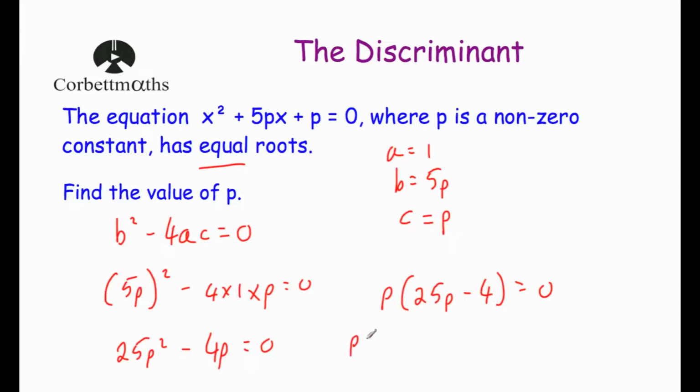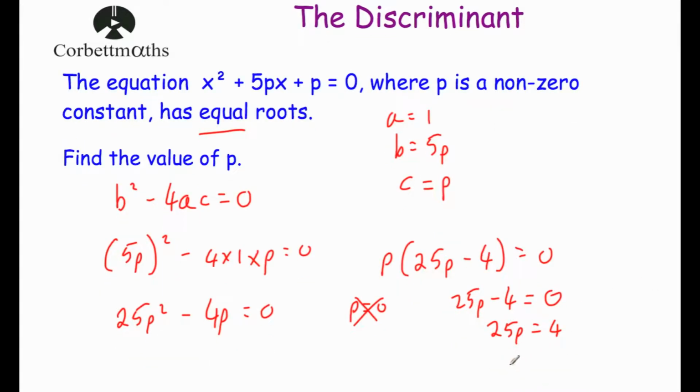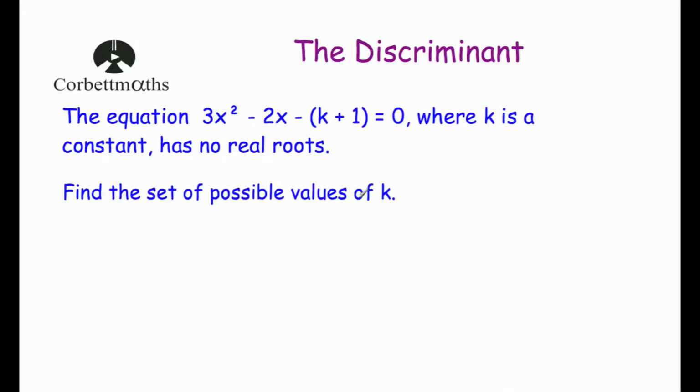So either we have p is equal to 0 or 25p minus 4 equals 0. Now just reading the question, it says p is a non-zero constant, so p cannot equal 0. So we're going to focus on this. We've got 25p minus 4 equals 0, so we're going to add 4 to both sides of this equation. So we'll get 25p equals 4. And then dividing by 25 will give us p equals 4 over 25. And that's it.